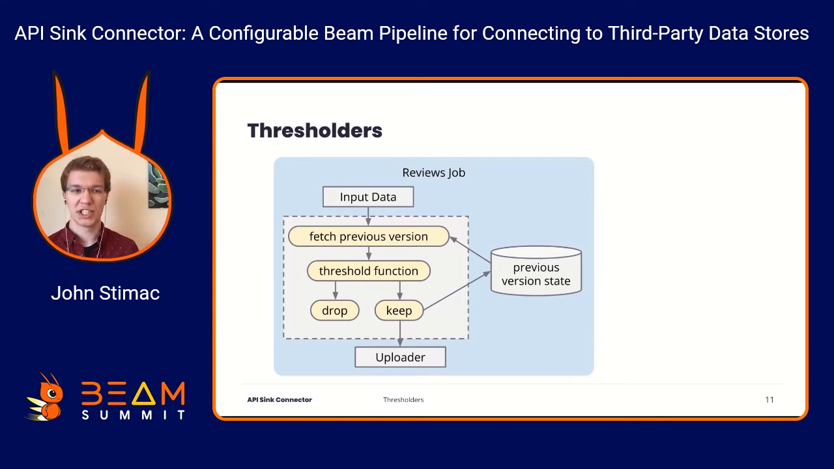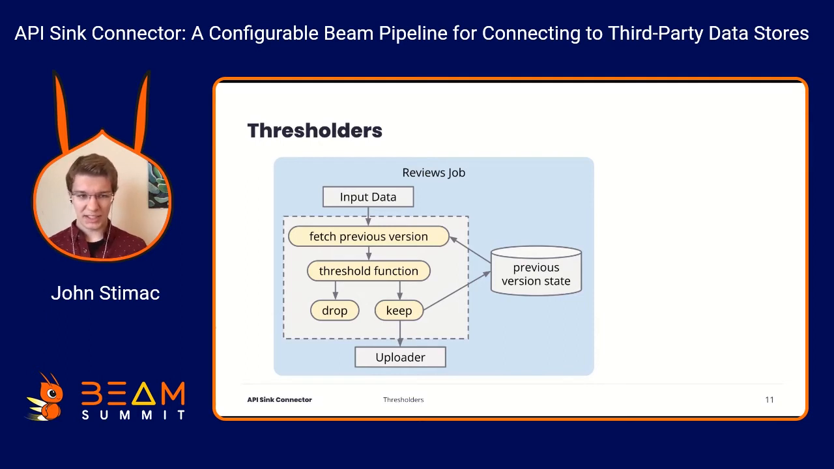The threshold function's job is just to look at the old version of the message and the new version and decide if the change is significant. So if the threshold function says the change doesn't matter, we can just drop the message and not worry about it. But if the change does matter, then we want to keep the message, update the previous version state with its new value, and then send it on to the upload step.